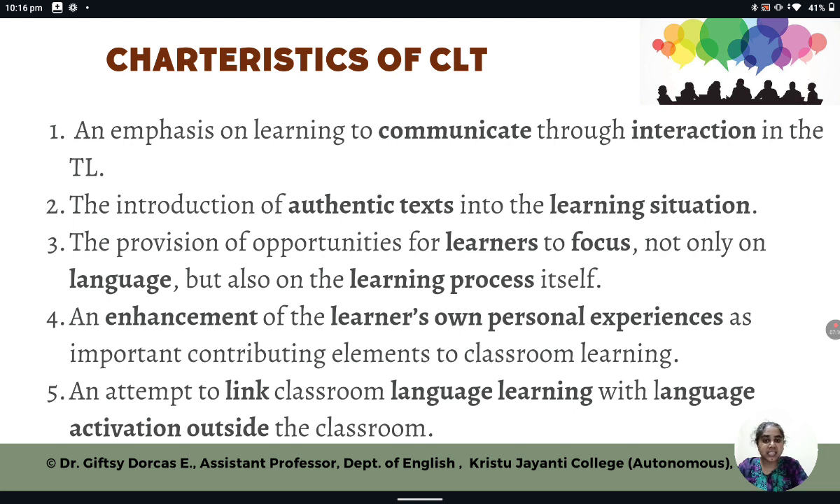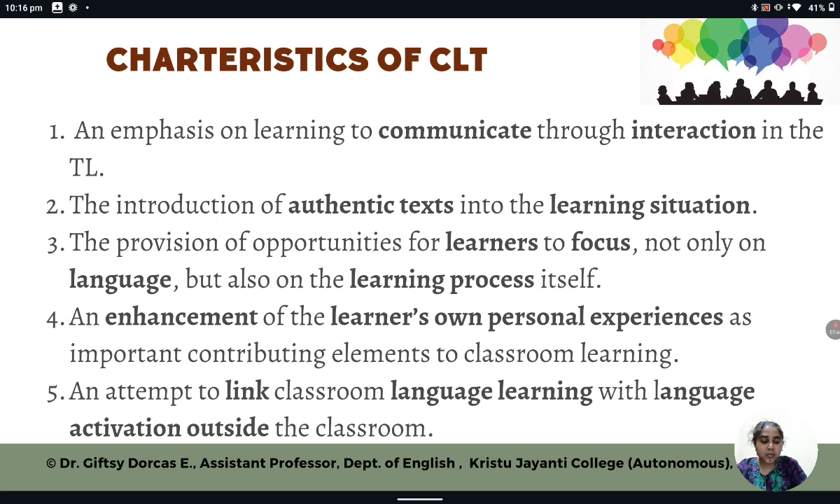The mother tongue is never used for communication. And authentic texts are also introduced, and that too in a learning situation. There is also provision for the learners to focus not only on the language but also on the learning process. So the learners are involved in the learning process, and it also involves the enhancement of the learners' own personal experience, because they are able to contribute towards the learning process. So their own personal experiences also come into play.